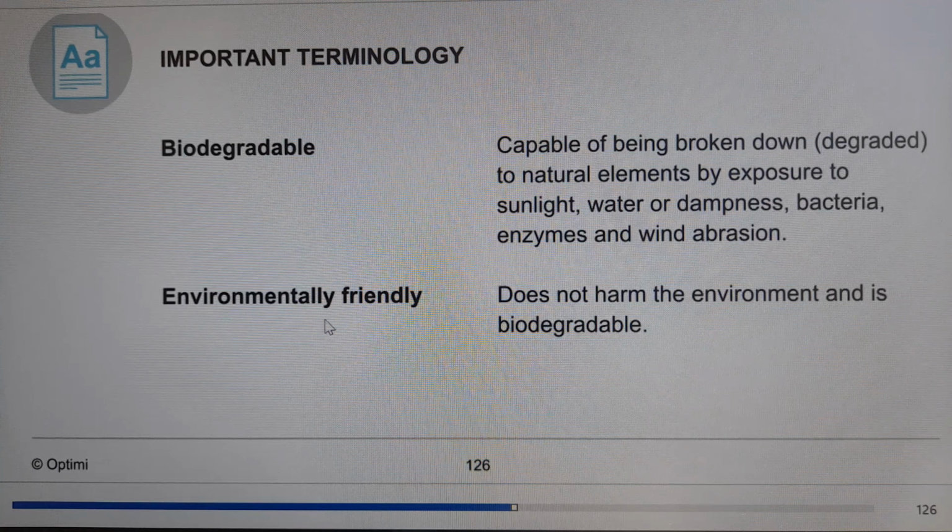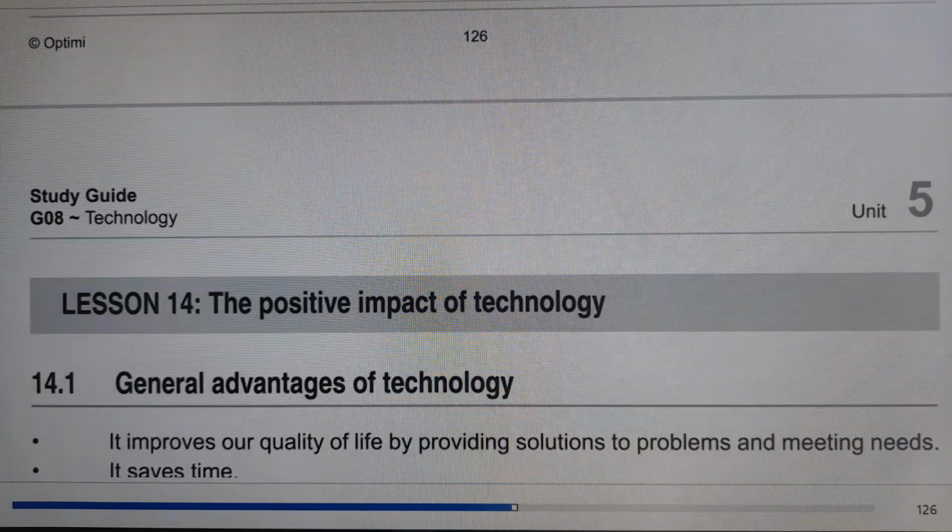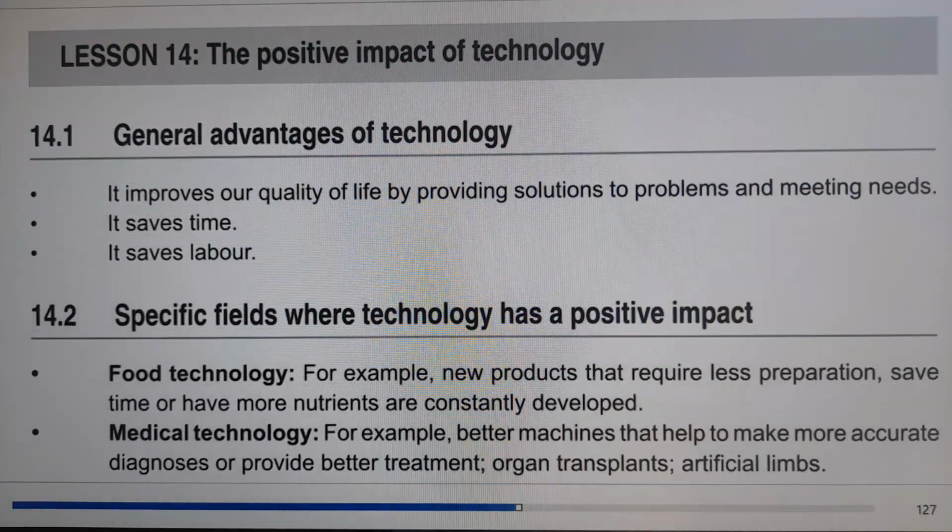And environmental friendly, this means that the material does not harm the environment and is biodegradable. So all biodegradable material is environmental friendly because it doesn't harm the environment. Plastic, for example, is not environmental friendly because it can harm the environment. Very important to know the definition of the terms.